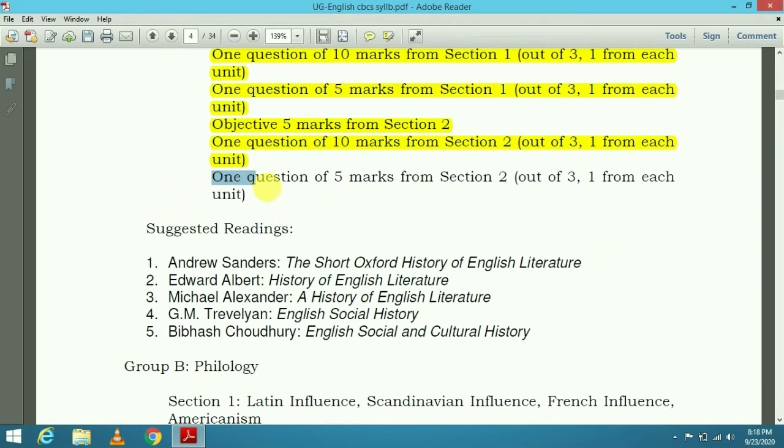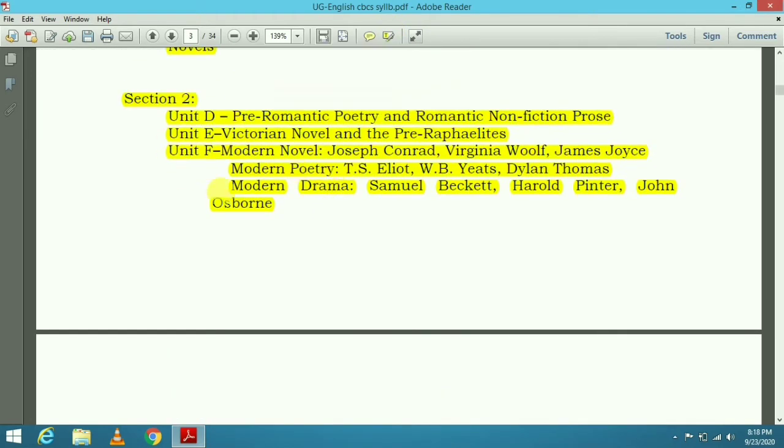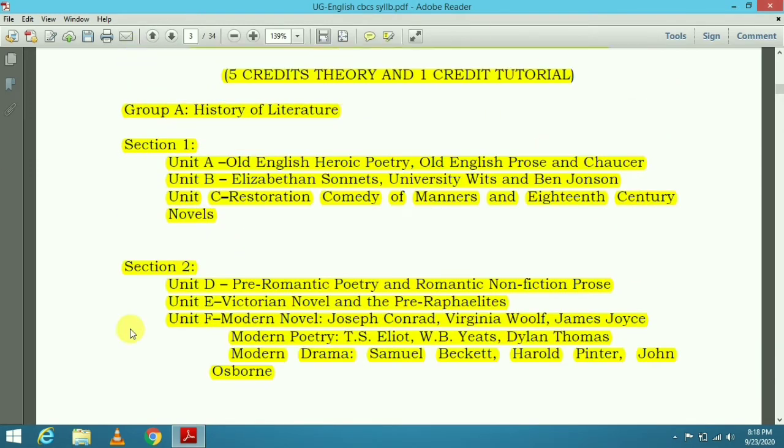Now one question of 5 marks from section 2, out of 3, one from each. That means there will be 3 questions of 5 marks in each unit, and you have to attend only one. So you have to study it properly.